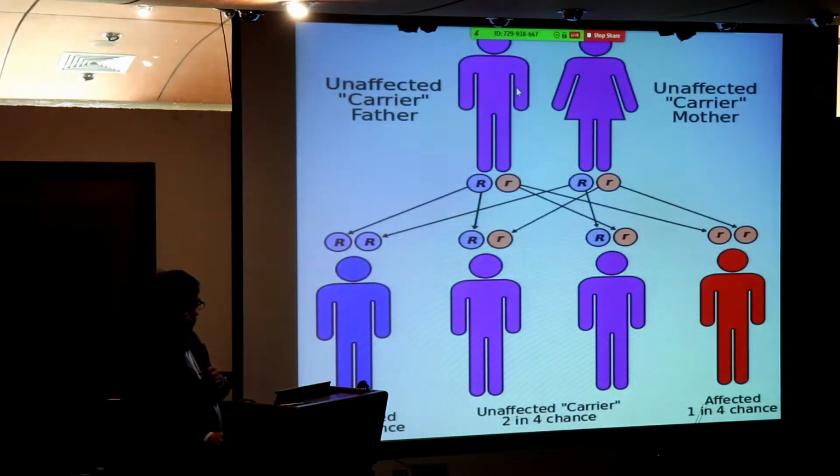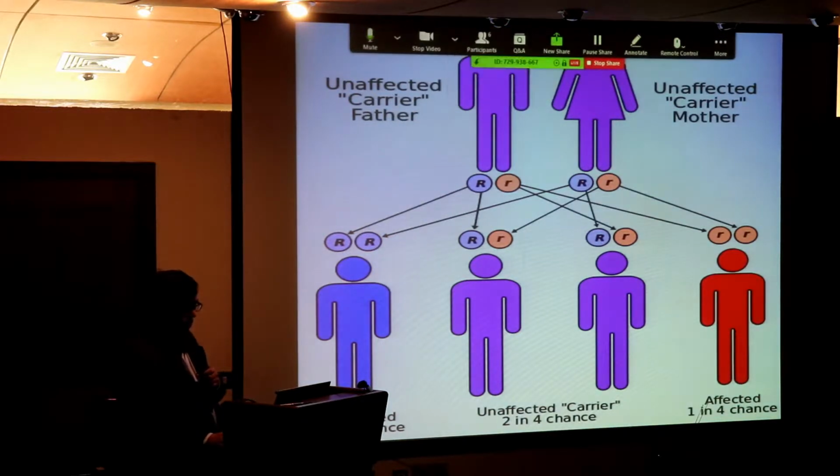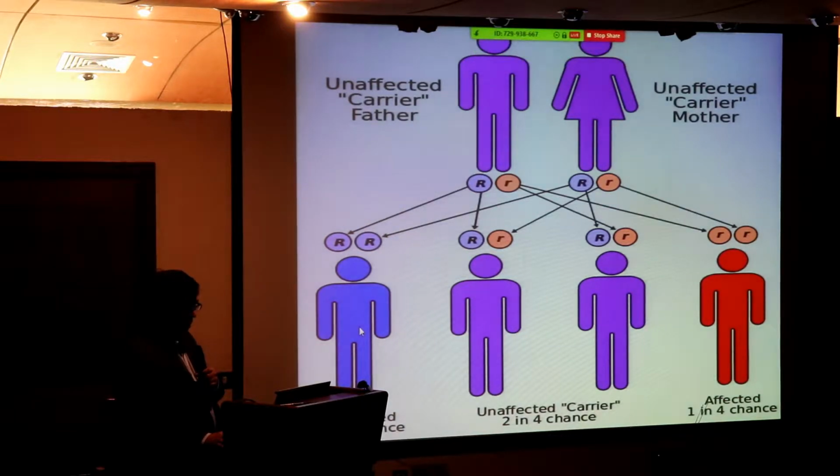So if 2 thalassemia carriers get married, and that's why the law says that you should test for thalassemia before marriage, because if you are a carrier and your wife is a carrier, then there is a chance that one of your children will be unaffected, 1 will be affected, and 2 will be unaffected carriers.